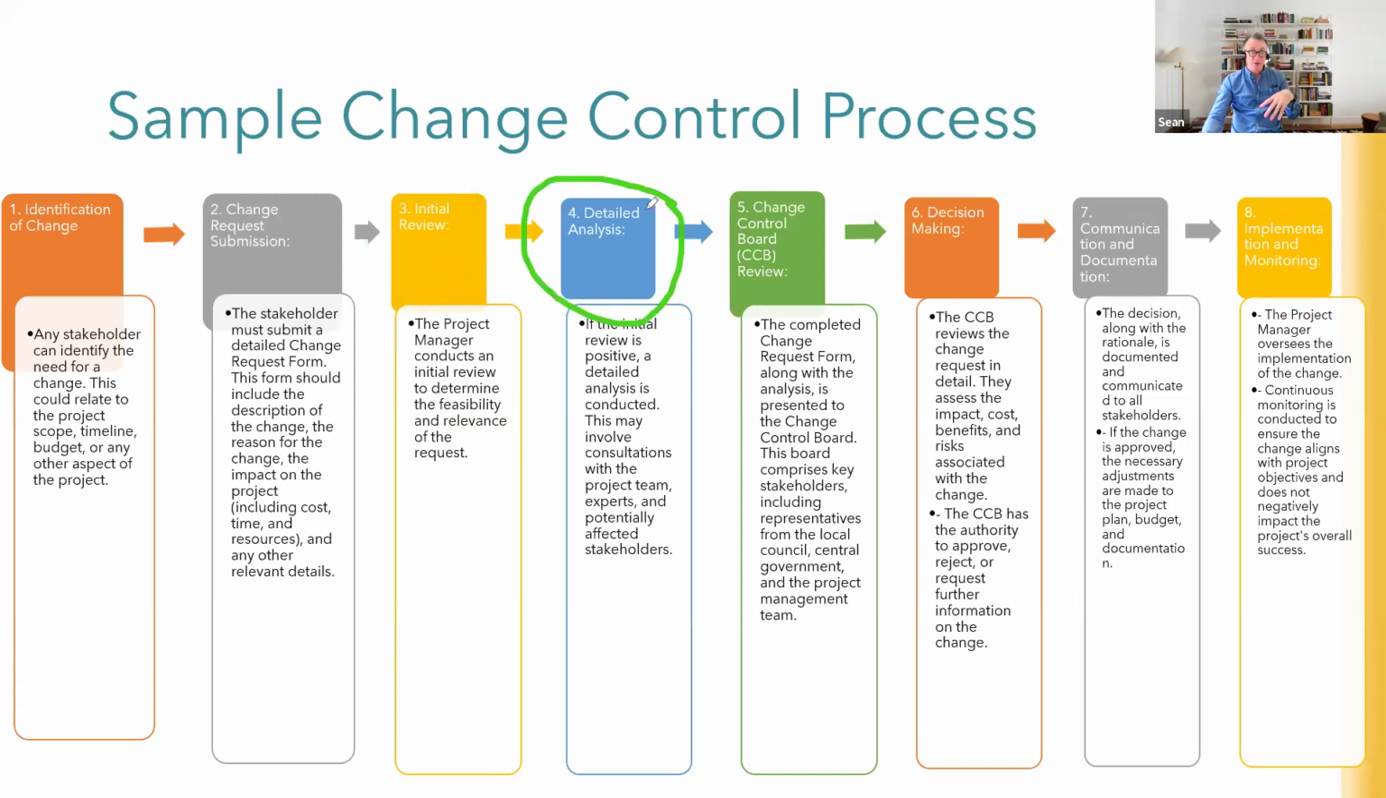Then there's a detailed analysis. Again, the project manager takes responsibility for completing this. This is just double checking on the information. Is it valid? Has the assessment of impact been done correctly? They'll check with other affected stakeholders to see whether they want it or not.